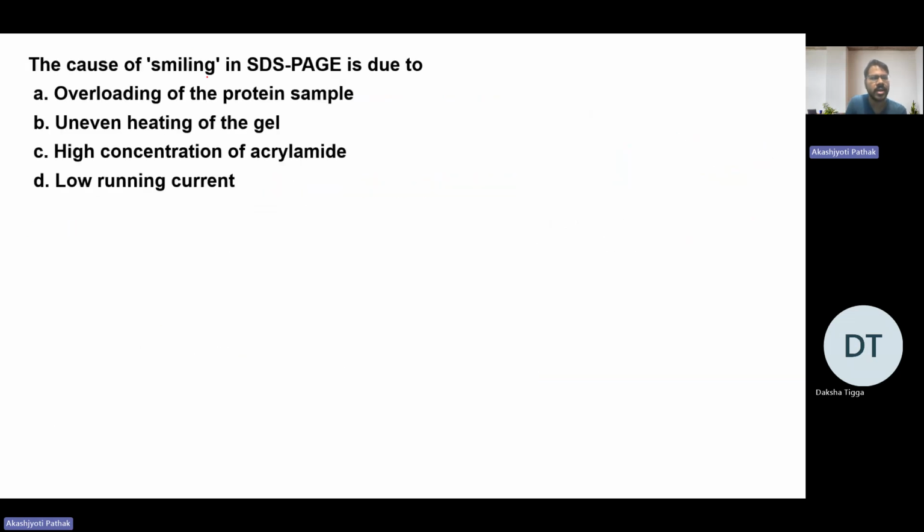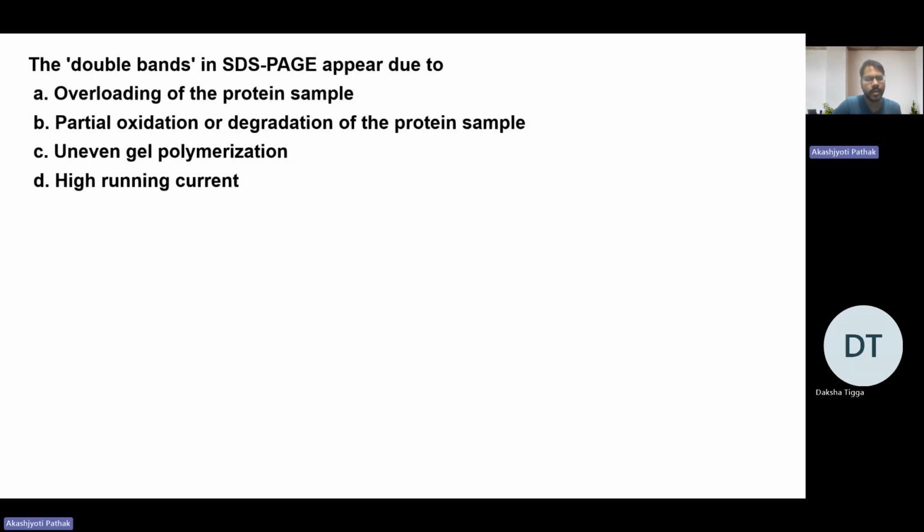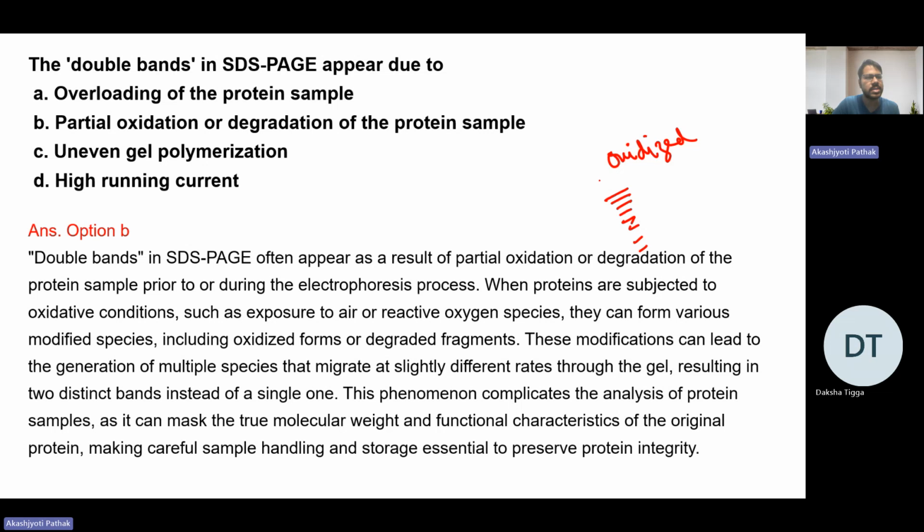Why does smiling occur? Due to uneven heating of the gel. The occurrence of diffuse protein bands is due to low acrylamide concentration. If you have low acrylamide concentration, you will not get a very sharp band, it will get diffused. You can read the explanation. Why do you get a double band? Either it is getting oxidized or your protein is degrading. If your protein is degrading, then you will have multiple bands that you can observe below your protein band. So the answer is partial oxidization or degradation.